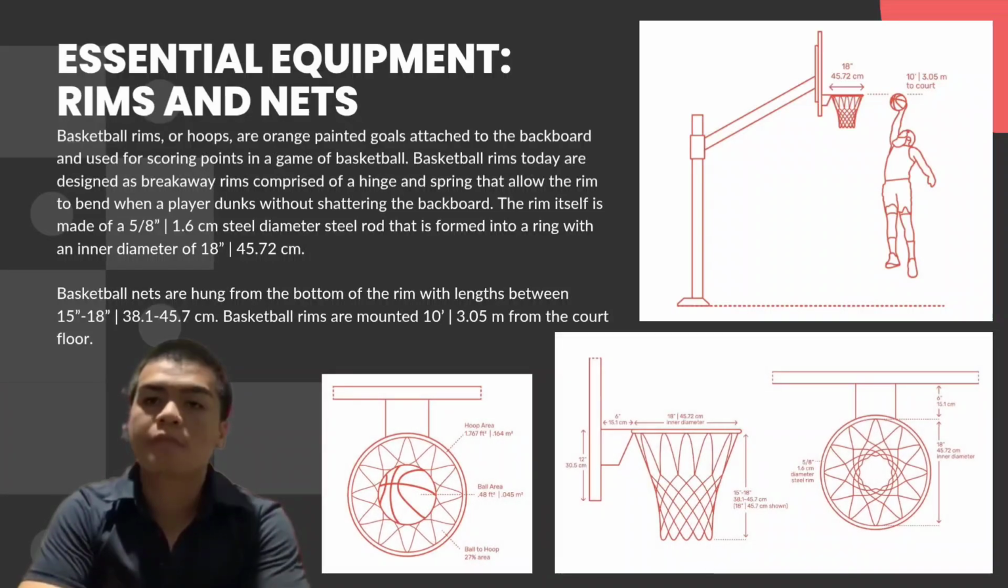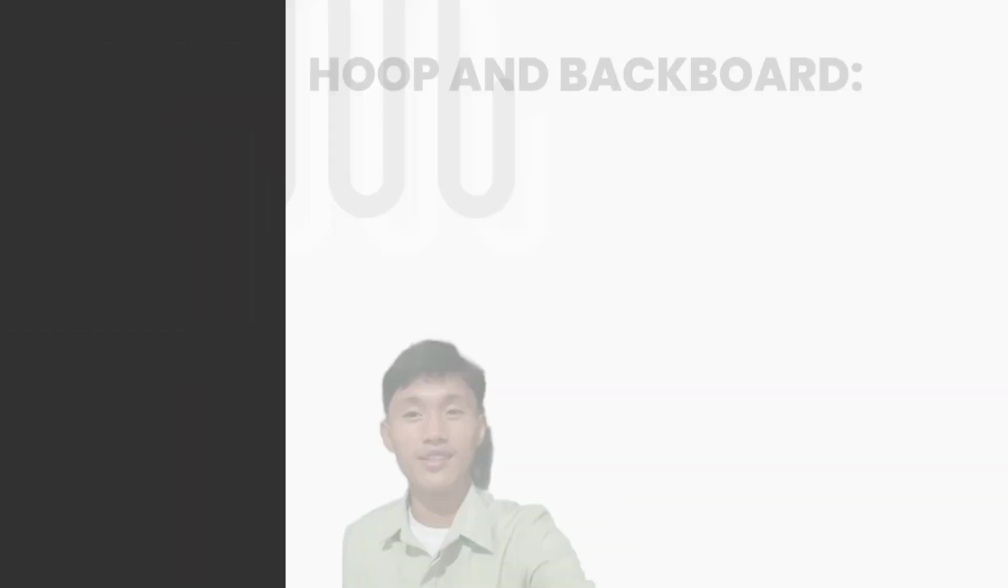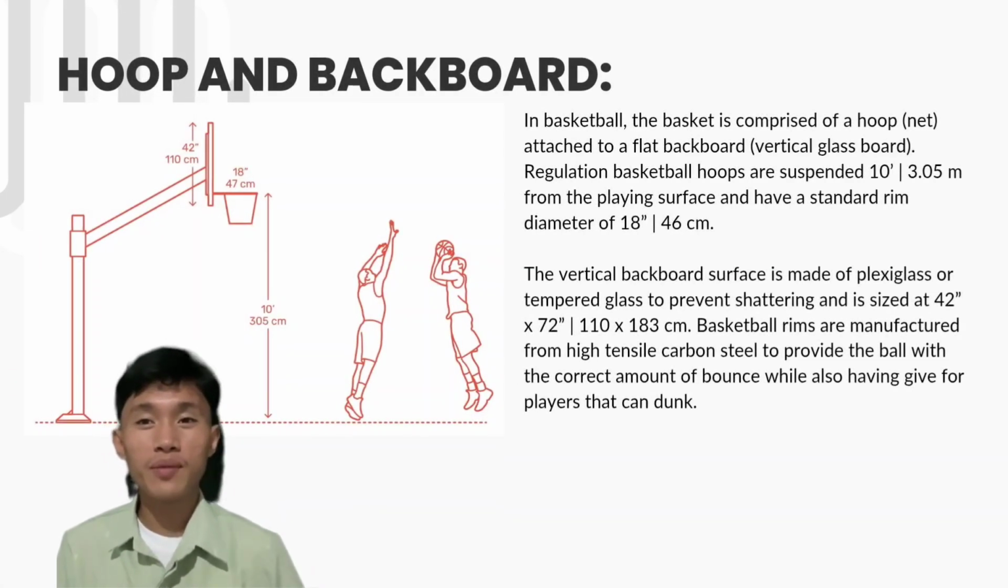Basketball nets are hung from the bottom of the rim with a length between 15 and 18 inches, or 38.1 to 45.7 centimeters. Basketball rims are mounted 10 feet, or 3.05 meters, from the court floor. What is a hoop in basketball?